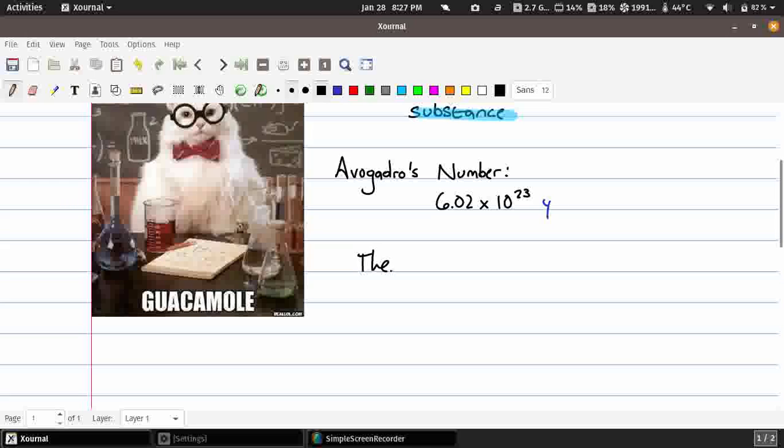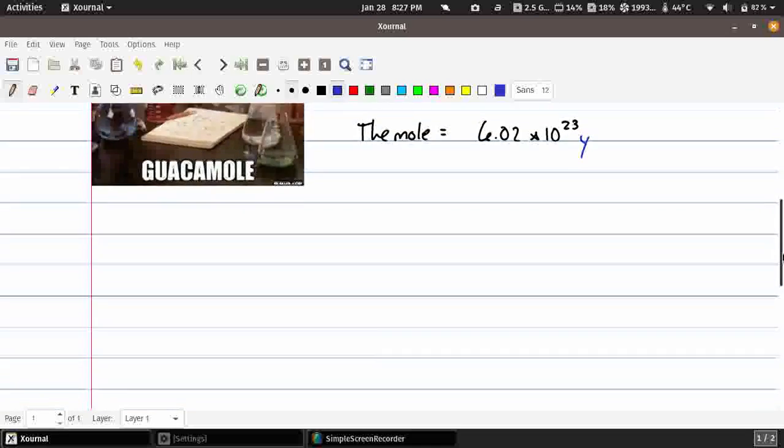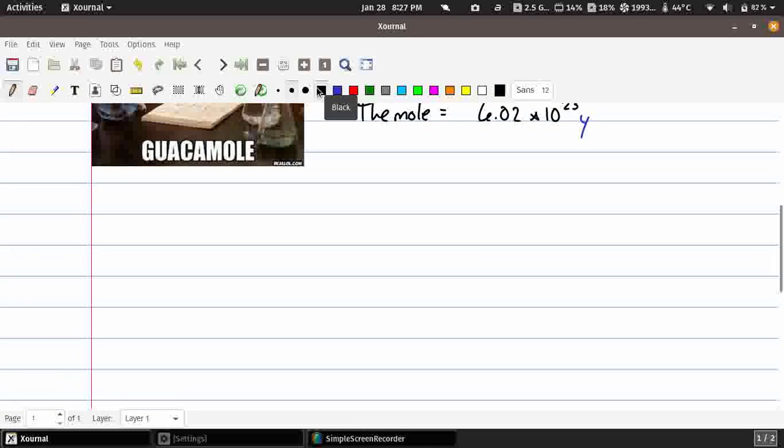So the mole equals 6.02 times 10 to the 23. And then we'll use y. You can use whatever you want. So, how is this important for chemistry? What we're going to be doing is I'm going to start off by explaining what a molar relationship is, and then start by going over molar mass. And you're going to quickly see that this number is incredibly important for determining almost everything with chemical reactions. And when we start going over stoichiometry later on in the unit, you're going to start seeing this.